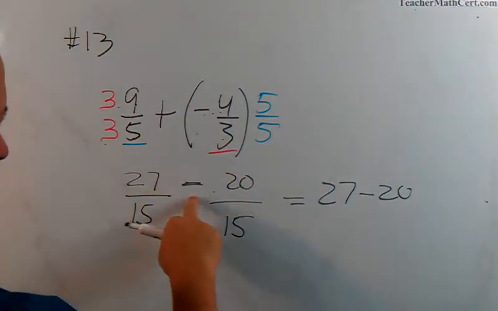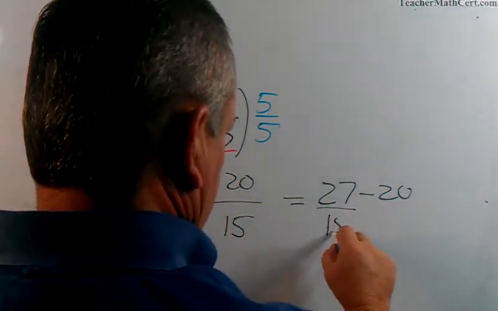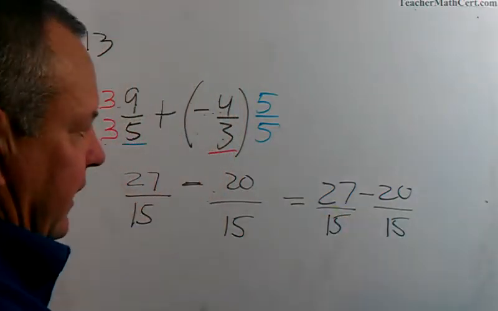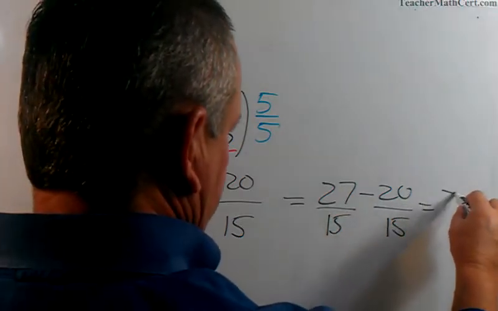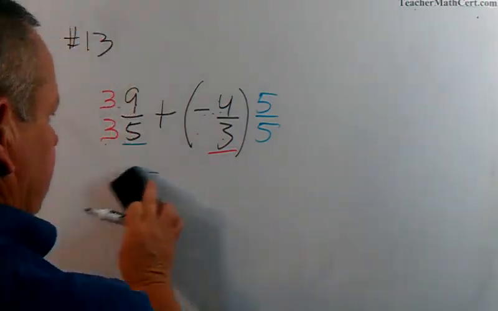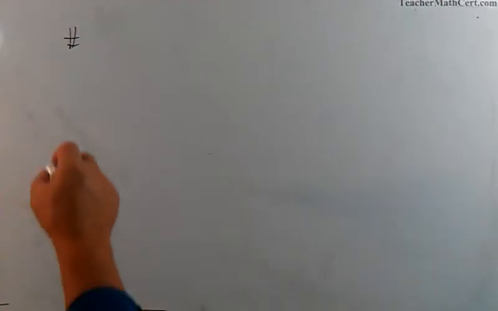Now we've got 27/15 minus 20/15. Right? Which is the bigger number, the positive or the negative? The positive is. So 27 minus 20 is equal to 7 over 15. That's your answer. All right, let's see how much time we got here. Okay, number 14.